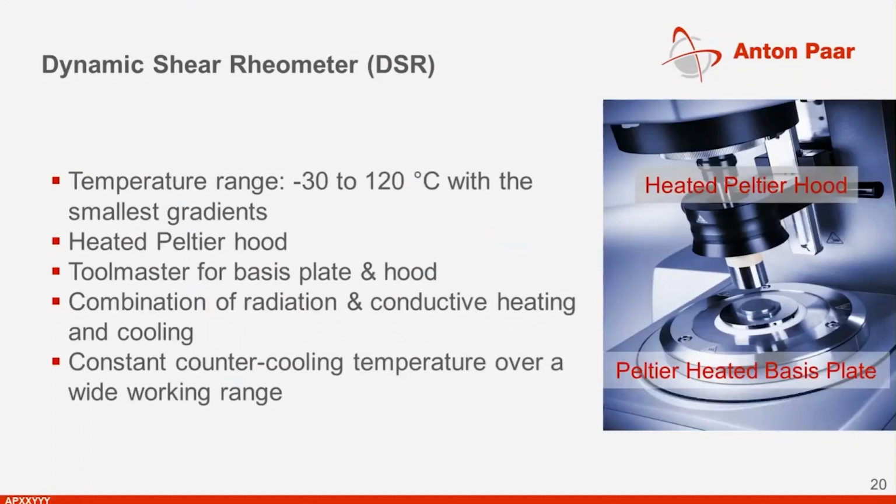Depending on the accessories, we are having different temperature ranges. The standard temperature range of a SmartPave 102 is -30 to 120 degrees C. However, under the use of an H-PTD 200, we can increase the range from -40 up to 200 degrees C. And with special measuring systems, we are able to keep the gradient much smaller than 0.1 degrees Celsius.